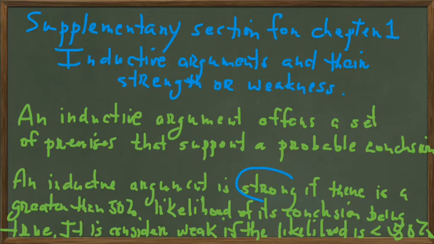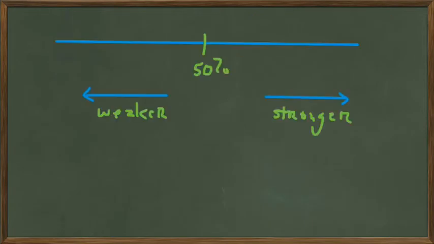So if we put this in chart form on this next blackboard, the more likely it is that the premises support the conclusion, the stronger the argument is, and the less likely it is that the premises support the conclusion, the weaker the argument is considered to be.